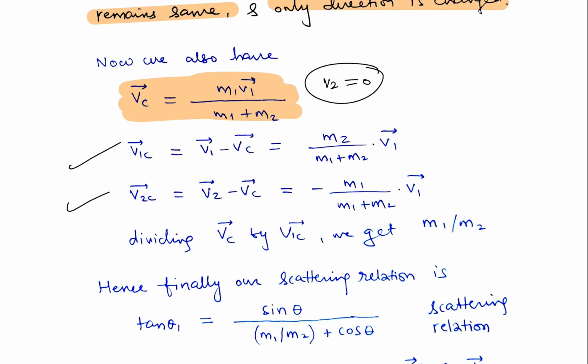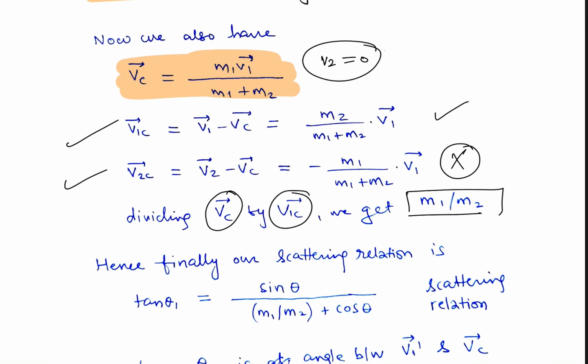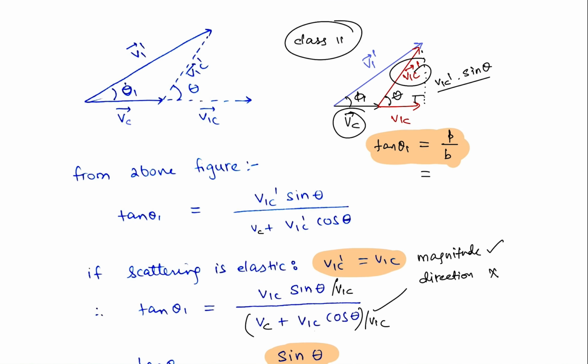So whenever you do this, I think this part V2C prime is not required here. This is required. And what you do, you take the VC and you divide it by V1C. Then you will immediately get M1 by M2. Immediately. Not a big deal. Everything will cancel out and you will get M1 by M2. And then you can get your scattering relation from this.